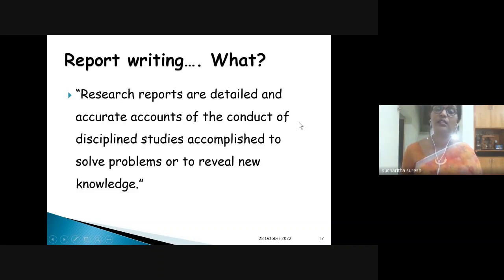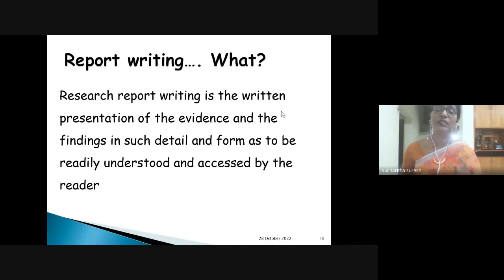What is report writing? Research reports are detailed and accurate accounts of the conduct of disciplined studies accomplished to solve problems or to reveal new knowledge. It should be detailed enough to give the entire story of your research, but not quantitatively; it is qualitative when you are talking about article writing for a publication. Research report writing is a written presentation of the evidence and the findings in such detail and form as to be readily understood and accessed by the readers. That means publishing, and that has to be accessed by the readers.